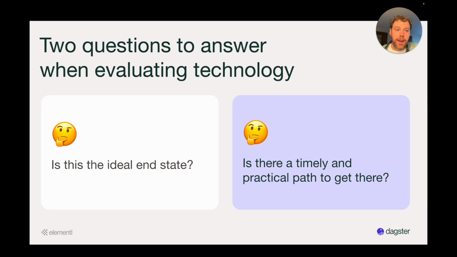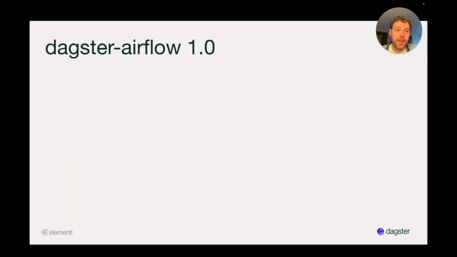There was a lot of existing Airflow code, and maintaining Airflow while spinning up a parallel evaluation of Dagster, potentially running two parallel stacks for some period of time, was just too much work for them. So over the last couple quarters, we've invested a lot of time and effort into building dagster-airflow 1.0, which we think solves these problems. And I'm going to tell you about it right now.